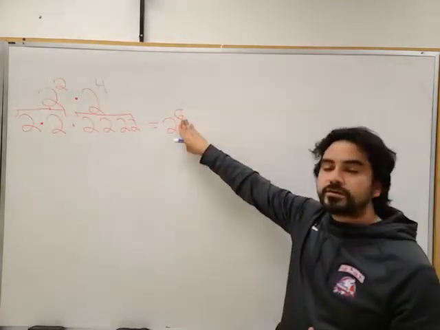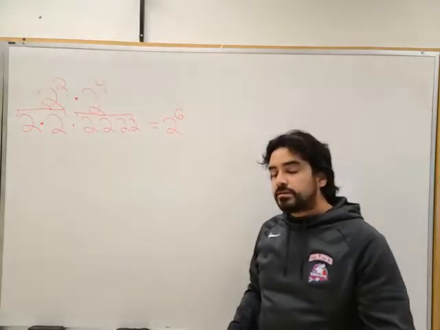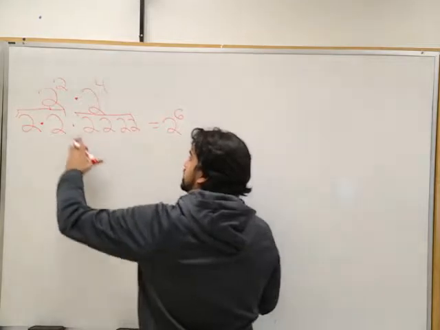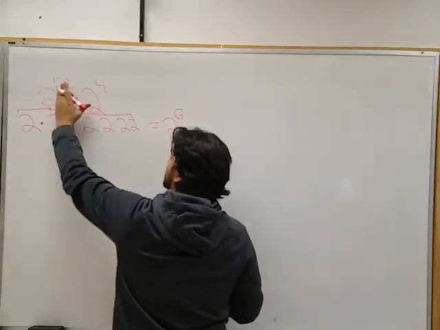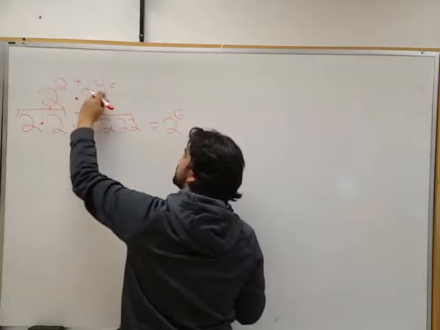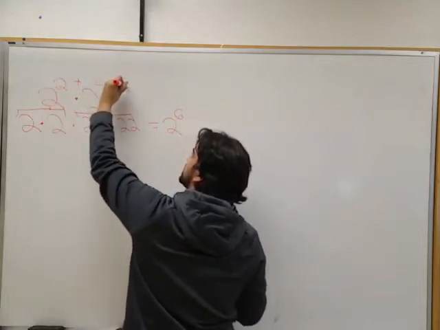Well, what's another way we could come up with an exponent of 6? Good question. If you look at the exponents, if my bases are the same, I could add my exponents. So 2 plus 4 equals 6.